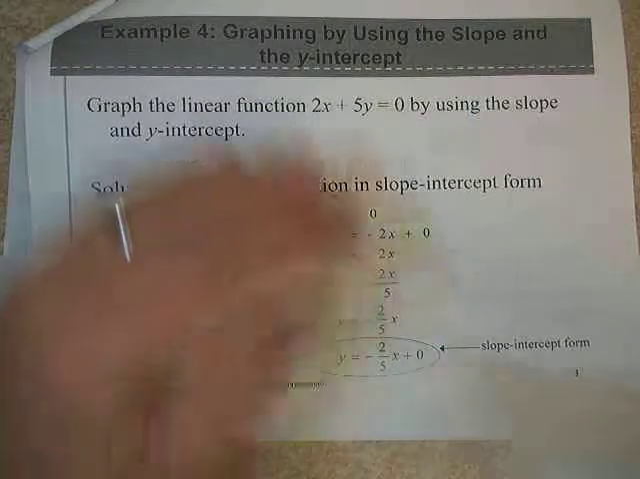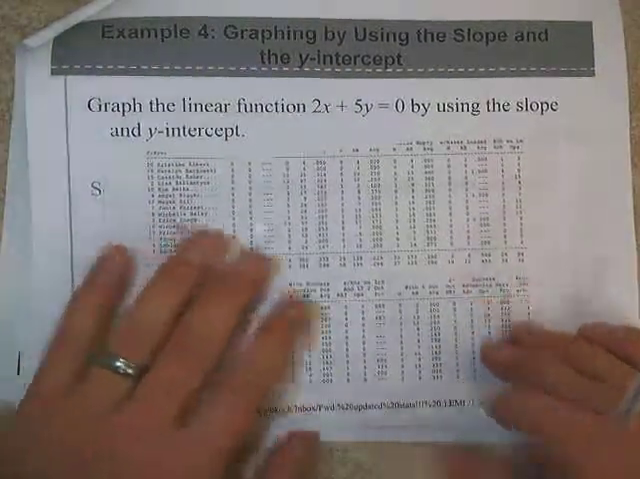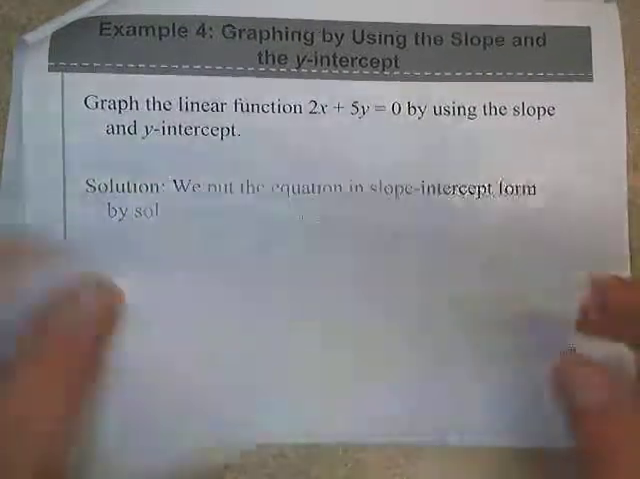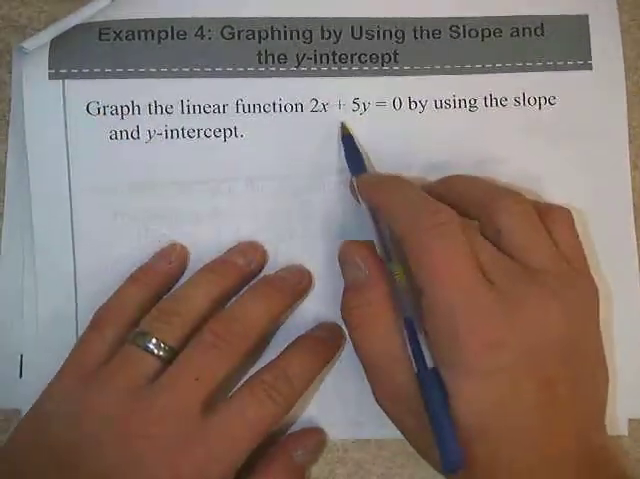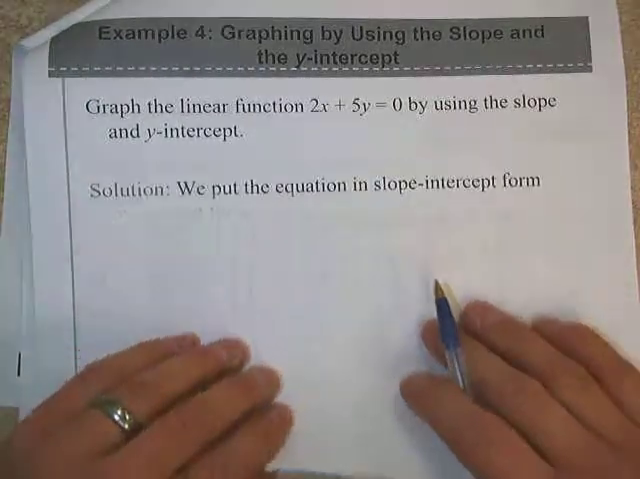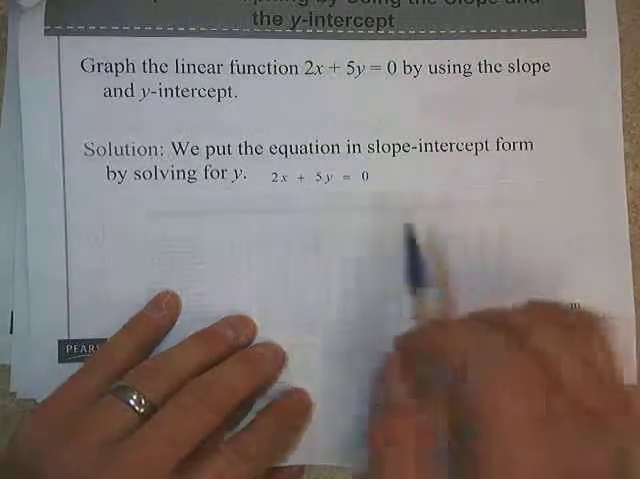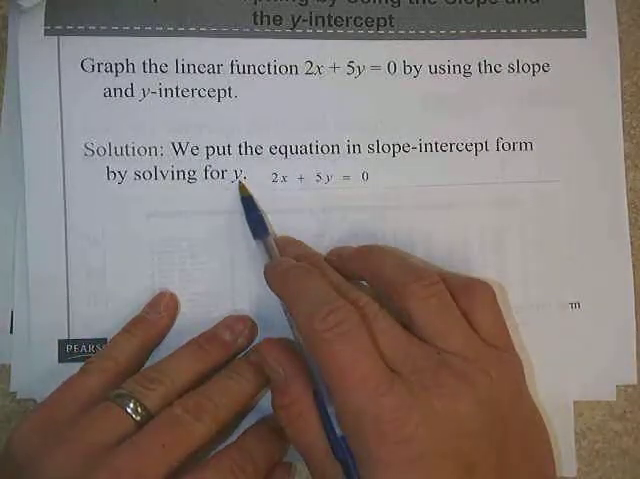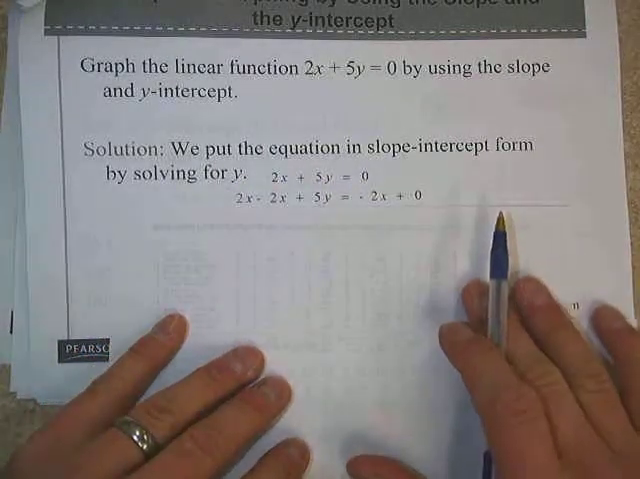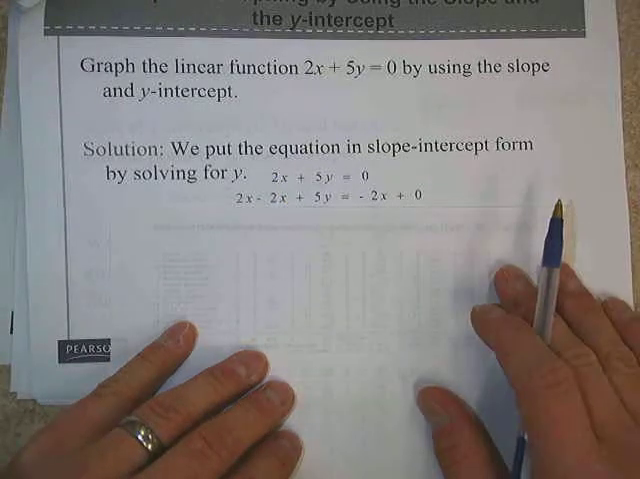So, that said, the other equation that I have here to take a look at is 2x plus 5y equals 0, using the slope and the y-intercept. In this particular case, we can't see the slope and the y-intercept because it's not in the right form. So what we need to do is change it to the correct form. Let's look at the algebra that it's going to take to do that.